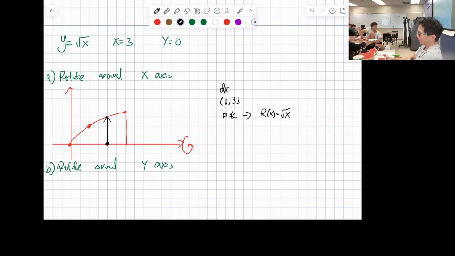Square root of x. So it's going to be the integral of square root of x squared dx from 0 to 3 pi, and that's how I set it up, and that's how I get my evaluation of answers.